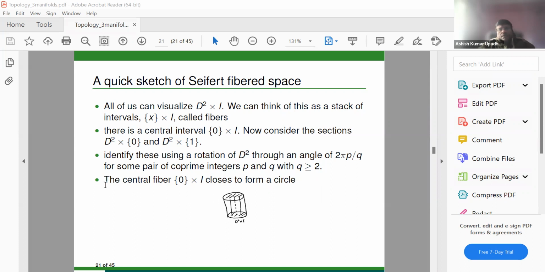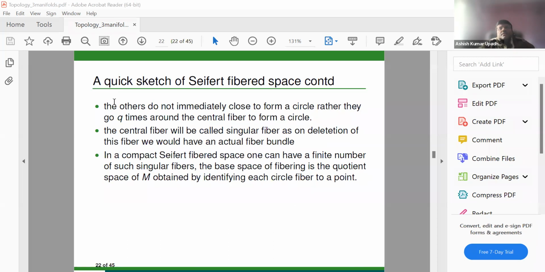Now the observation is the following. The central fiber closes to form a circle. The fiber means the stack of which this Cartesian product is composed. So the central fiber, nothing happens to it. It will form a circle. But what will happen to the others? The others do not immediately close to form a circle. Rather, they go q times around the central fiber to form a circle.